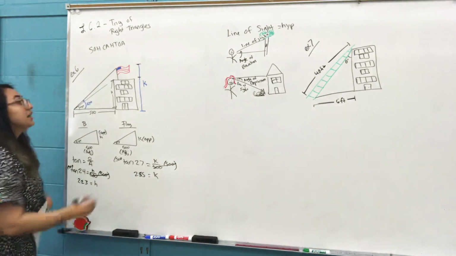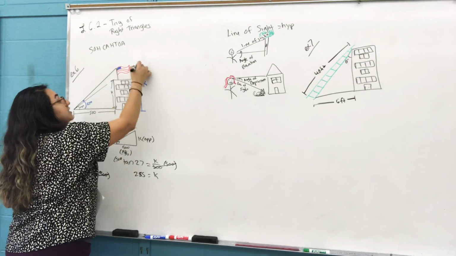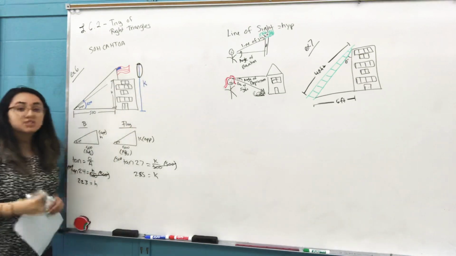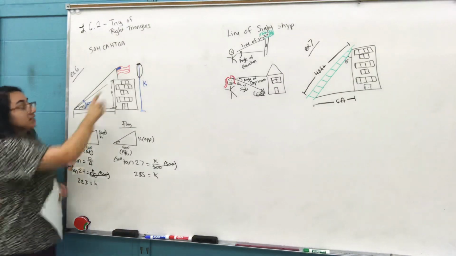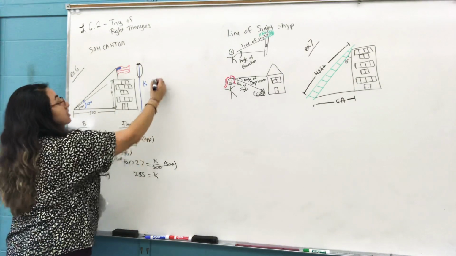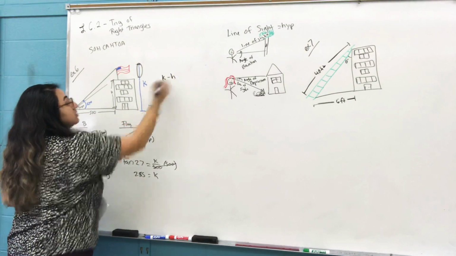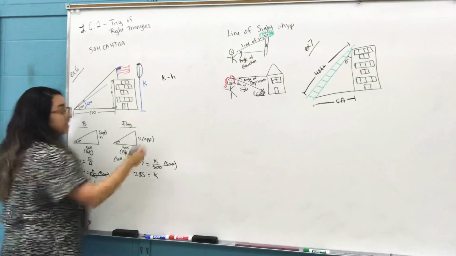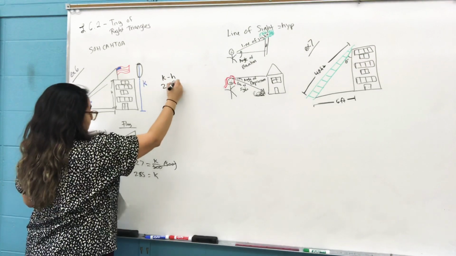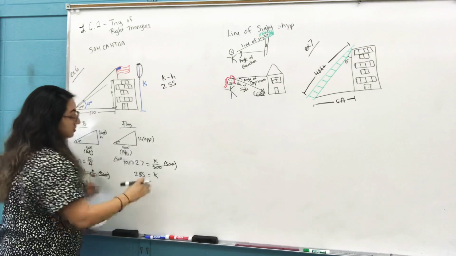And the last part is we're trying to find the length of this section right here. To find the length of that small section, we're going to take what K is and subtract it from our H. K is 255.